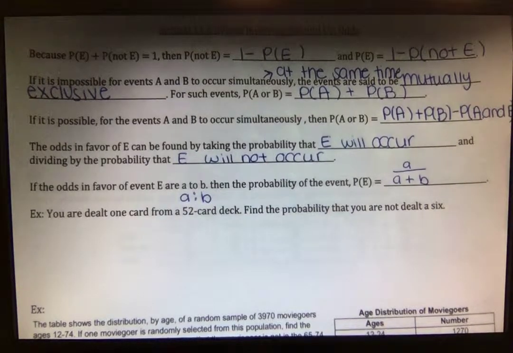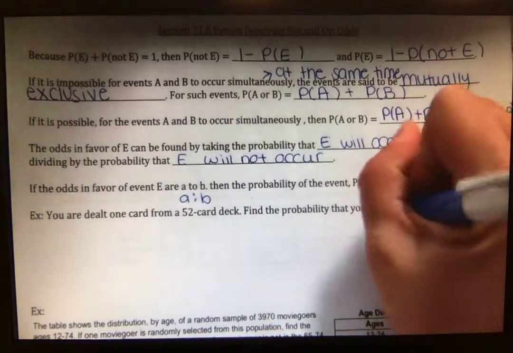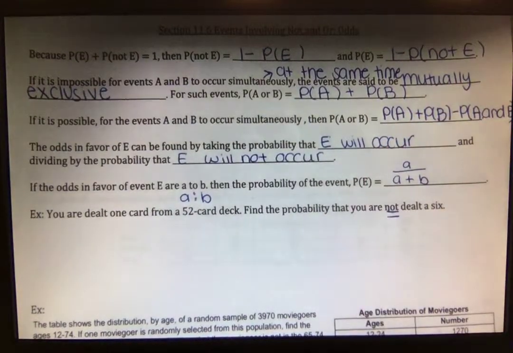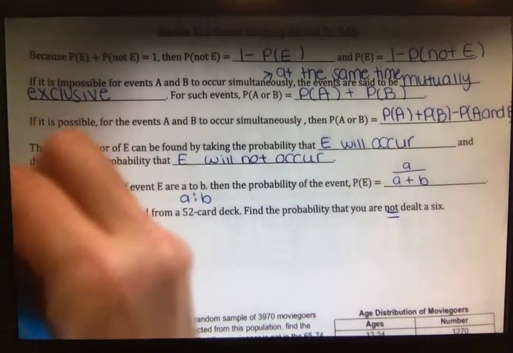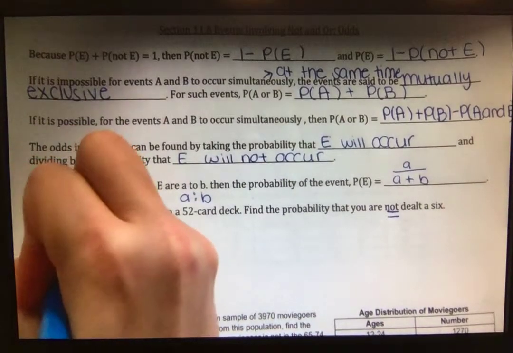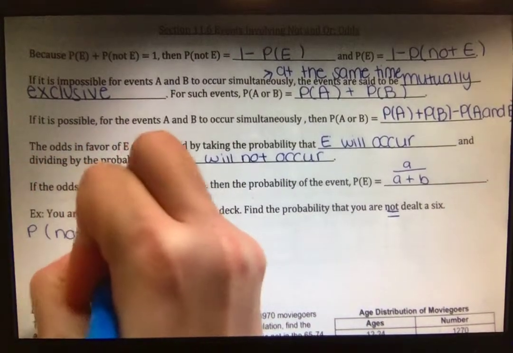So now we're actually going to apply them with some examples. First example: you're dealt one card from a 52 card deck. I've learned so much about cards in this class. Find the probability that you are not dealt a 6. A big thing is the word not. So we're trying to find the probability of not getting a 6.